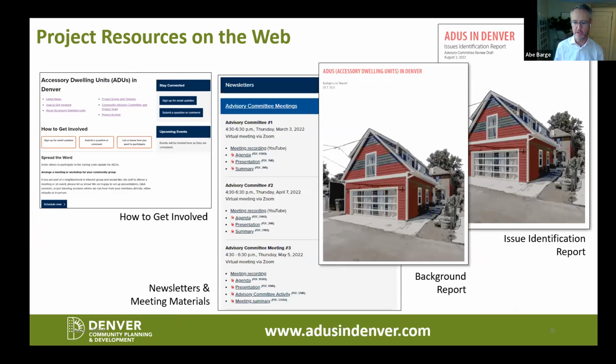And just to note, if you go to adusindenver.com or navigate through community planning and development to zoning code text amendments, there's a whole series of resources. You can sign up to get notice of things. You can sign up if you want to be involved in specific groups about the project. If you want us to come speak to your group, you can sign up for that. There's lots of material from all the past meetings, agendas, presentations, summaries, and a couple of reports, just background for the project, like what the rules for ADUs are now, and then a report on the issues that were identified.